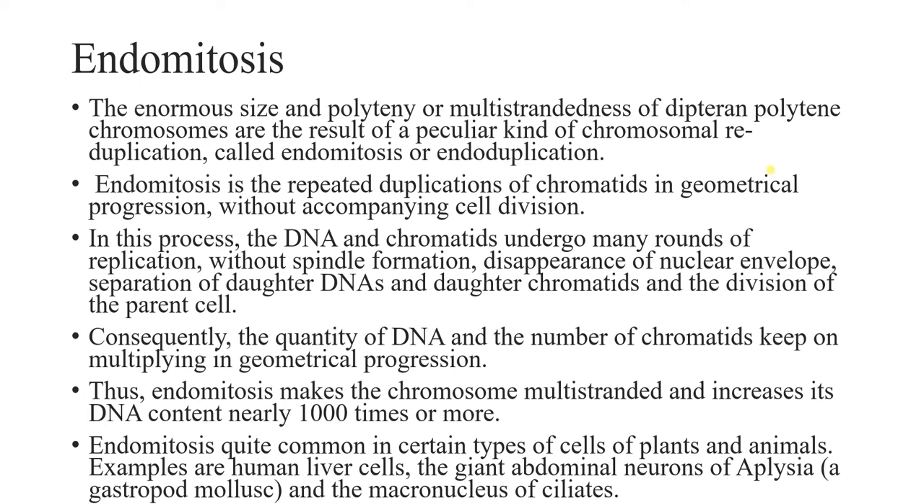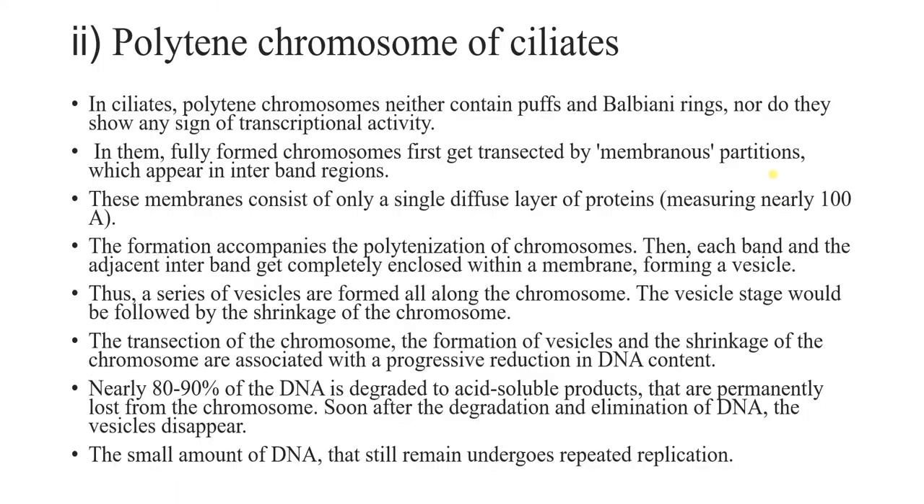Endomitosis is quite common in certain types of cells of plants and animals. Examples are human liver cells, giant abdominal neurons of Aplysia, and the macronucleus of ciliates. Next is the polytene chromosomes of ciliates. As we discussed the polytene chromosomes of dipterans, we will now discuss the polytene chromosomes of ciliates.